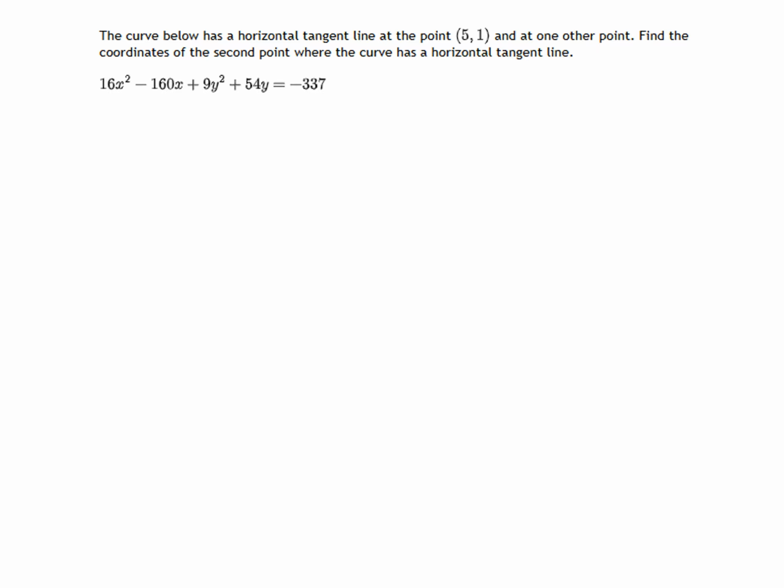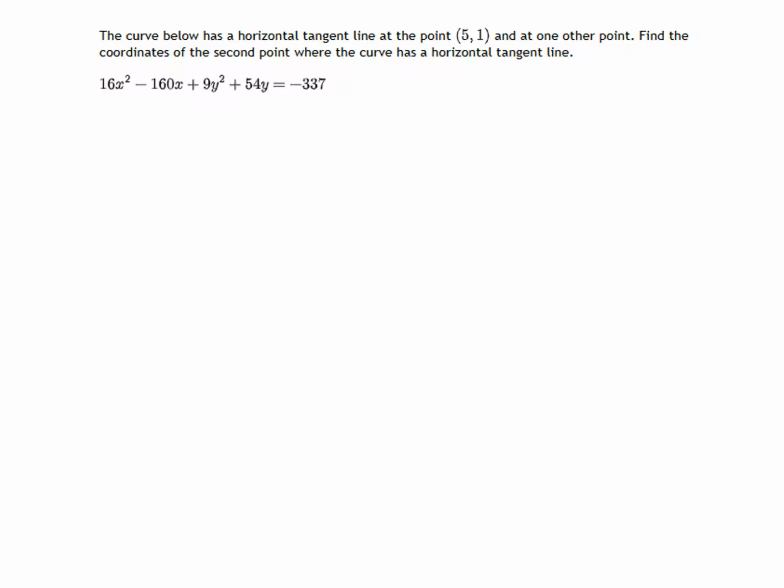Here we are given an equation of a curve, and it has a horizontal tangent line at the point (5, 1) and at one other point. And we want to find the coordinates of the second point where the curve has a horizontal tangent line. For step 1, we need to find the slope of the tangent line.